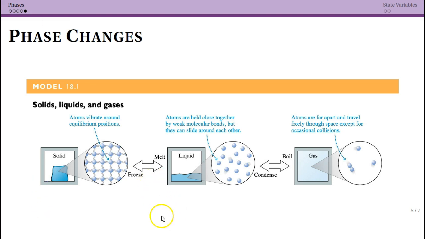There's this idea of changing phase, which is going in between these, and we're not going to worry too much about the details of the kinetics of that, but we are going to relate it to temperature and heat. We call it freezing when a liquid goes to a solid, and that isn't just water, that's really any type of liquid and solid, and melting when a solid goes to a liquid. Condensation is when a gas becomes a liquid, and boiling is when a liquid becomes a gas.